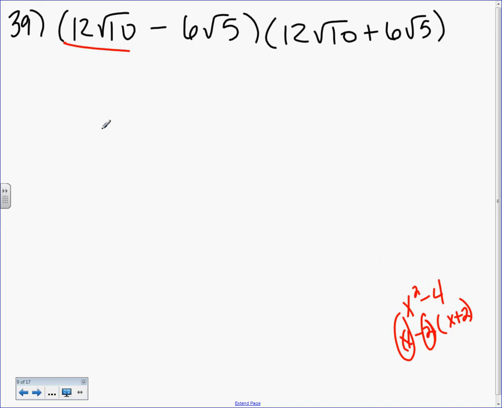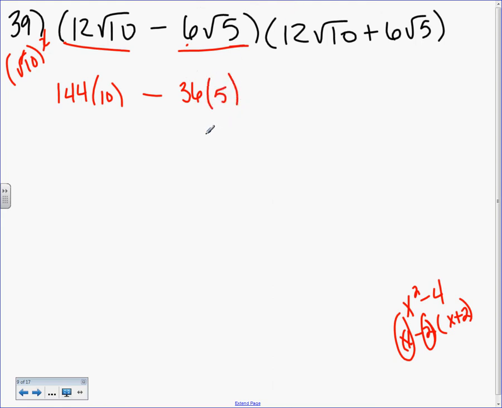So the first thing squared is going to be 12 squared, which is 144, times square root of 10 squared, which is just 10. If you want to really do it, it's square root of 100, which is 10, right? And then it's always last thing squared. If it's a difference of squares, it's going to be a minus sign. So what's 6 squared? 36. And then square root of 5 squared is square root of 25, which is 5, right? So this is going to be 1440 minus 36 times 5 is 180, and then you actually subtract it, which is 1260.